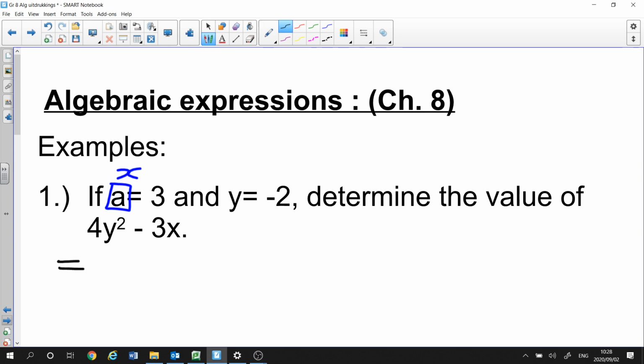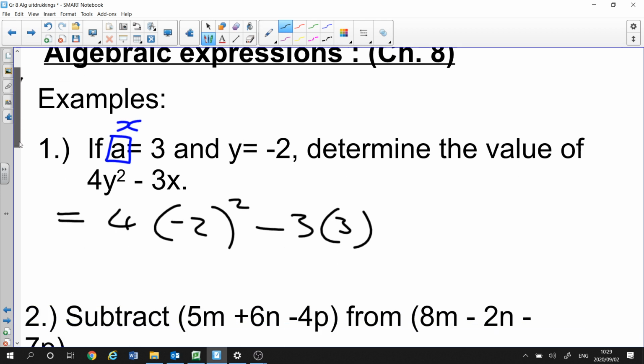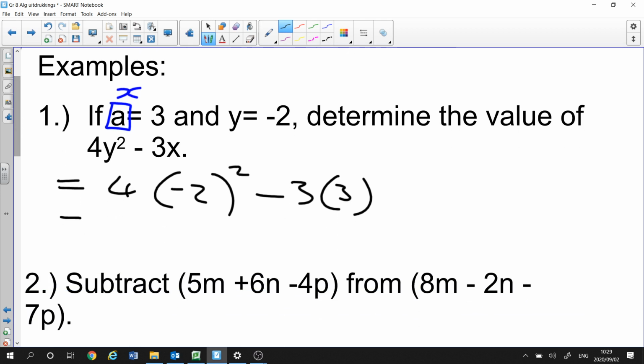If you carry on here, it will be 2 times negative 2 squared minus 3 times 3. Boys, remember this is times. It's not 33. It is 3 times 3. Alright, so we will go and do some BODMAS here. So that's 2 times 4 minus 9.